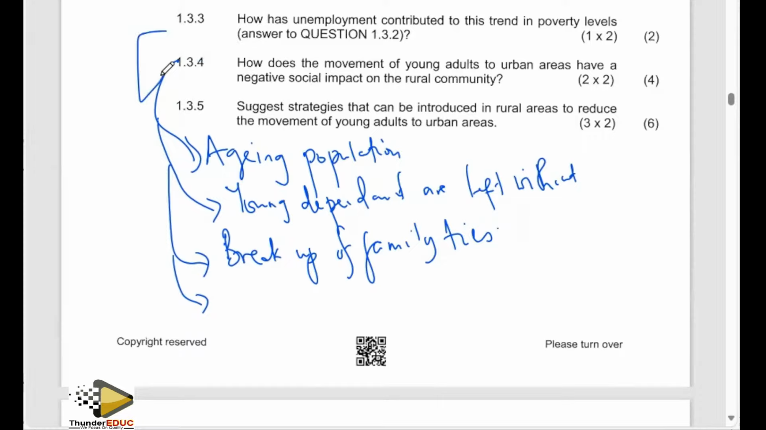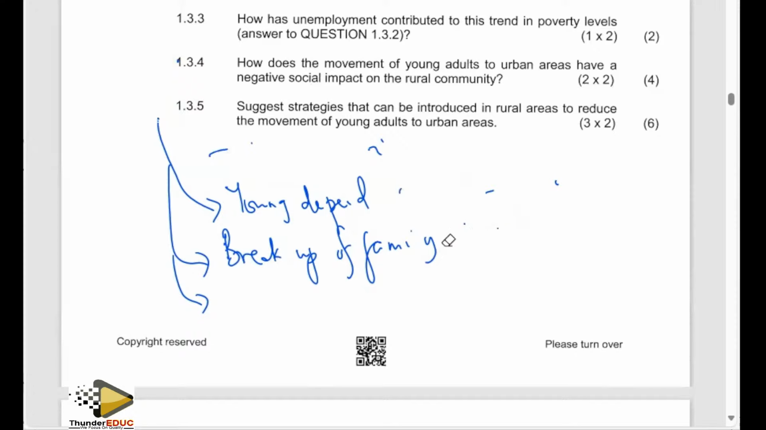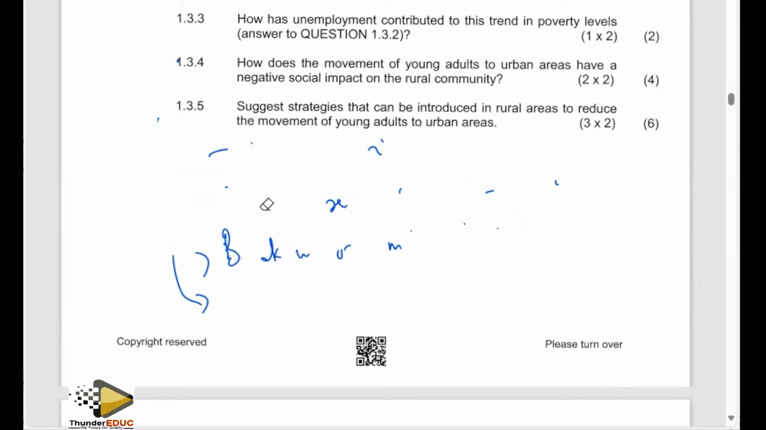Right? There are so many responses that you can figure out from that. But as long as you are addressing on a social perspective, something that has to do with the society of the rural areas, and in a negative way. How are they impacted in a negative way because of the movement to urban areas, which is done by the young adults. Right. We go on to the next question.